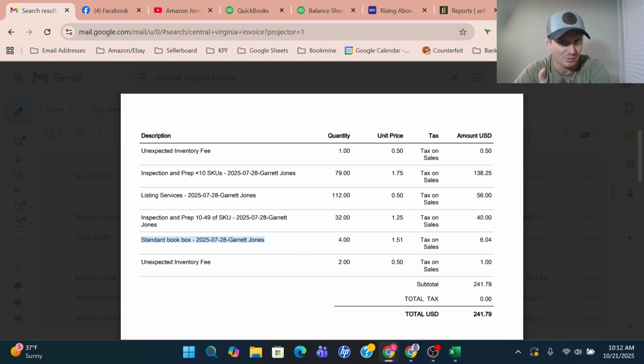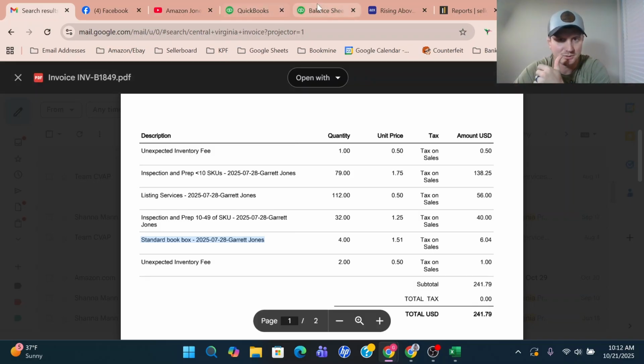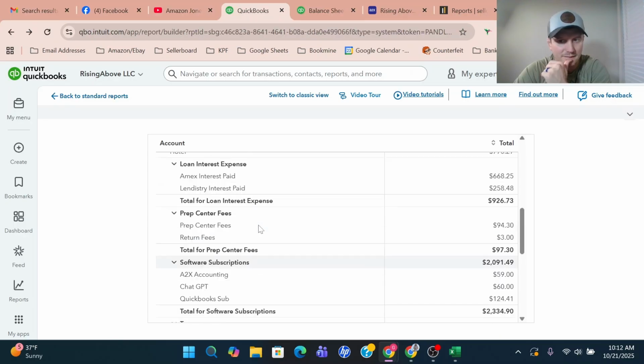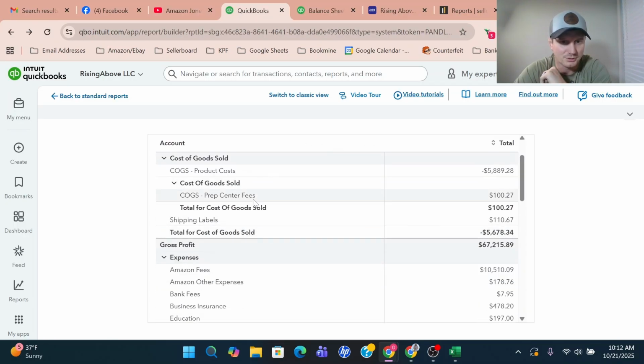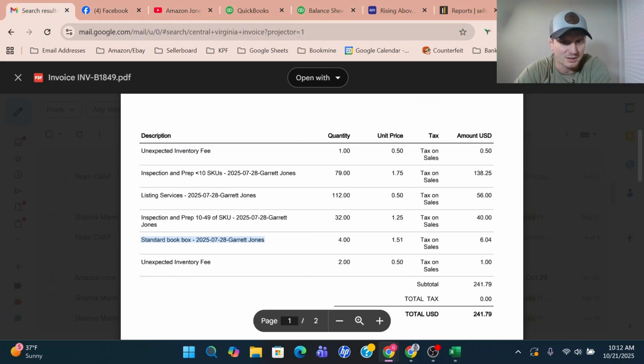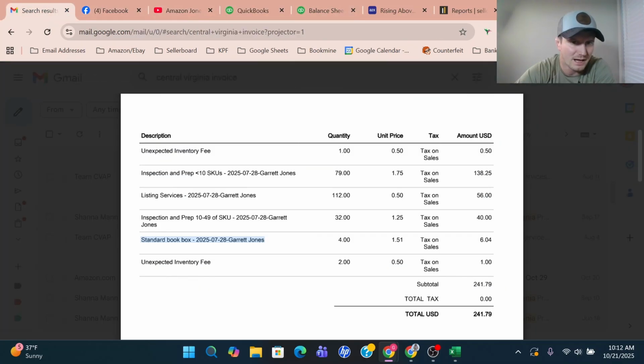Because technically I'm buying a box, so it's my supplies. So I'm putting this in supplies, which would be on my profit and loss under prep center. Maybe I put it under prep center fees. So that's a cost. And then on top of that, if you're like me, sometimes I forget to tell my prep center that stuff's coming.